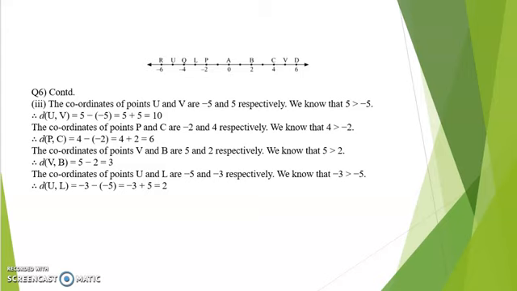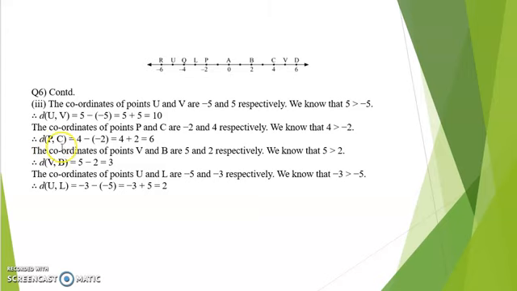We are discussing practice set 1.2, question 6, sub-question 3. The number line is given for reference over here. We have to find distance UV, distance PC, distance VB and distance UL. Now the coordinates of U and V are minus 5 and 5 respectively. We know that 5 is greater than minus 5. Therefore, distance UV is equal to 5 minus minus 5, which is equal to 5 plus 5. The answer is 10.